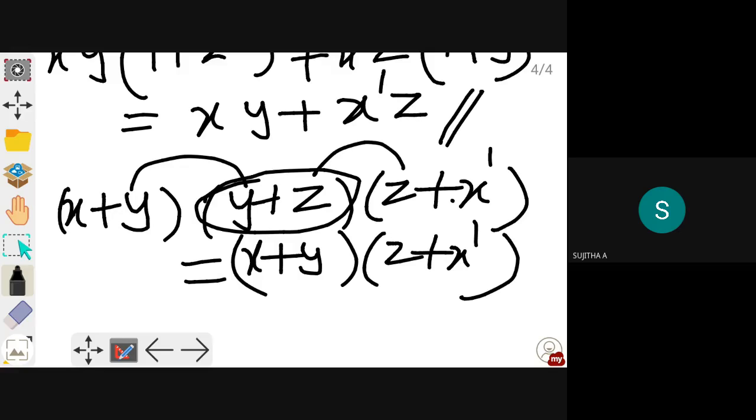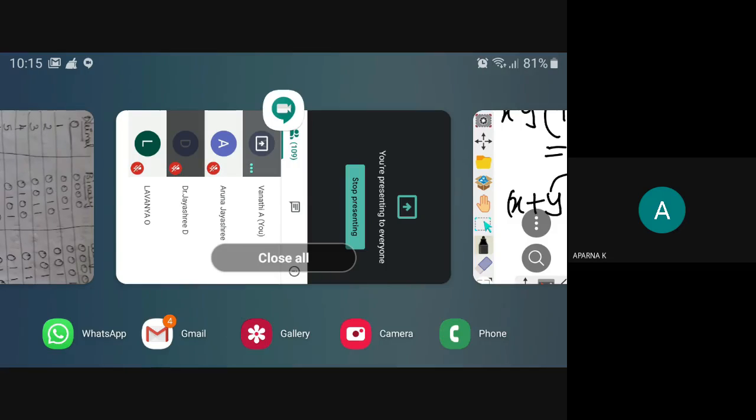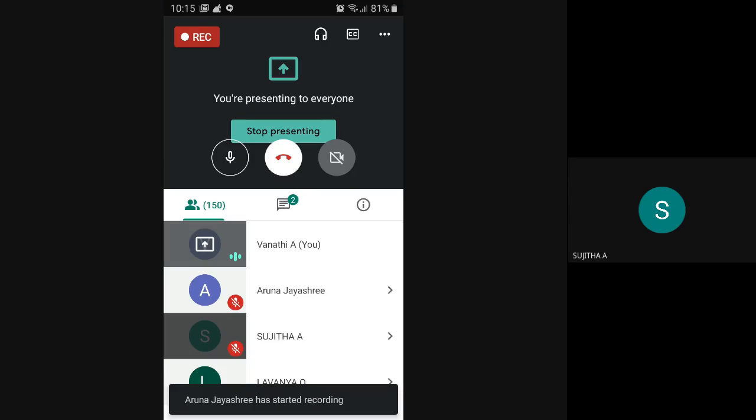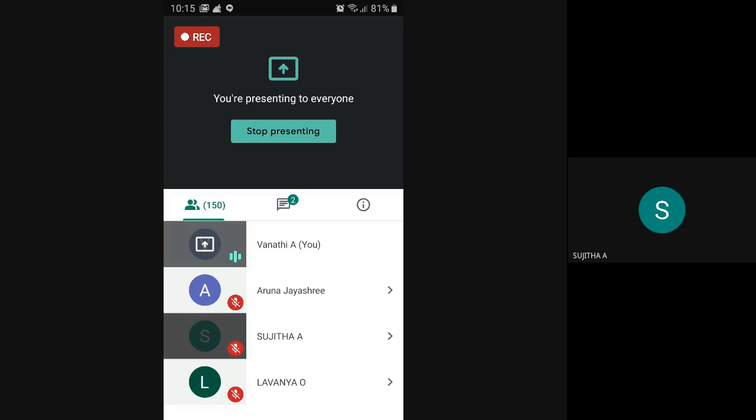Is it clear? Yes, ma'am. So these are the laws and theorems you are going to use in the reduction of Boolean expressions. Is it clear till now? Yes, ma'am. So the rest of the things we will continue in the next class.